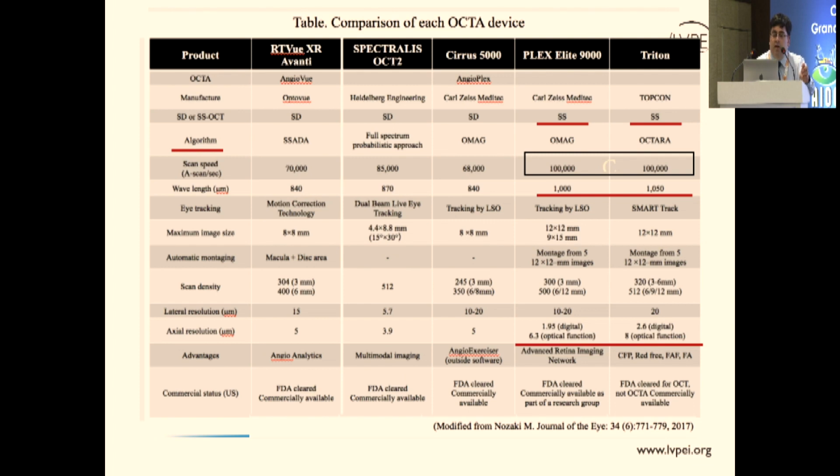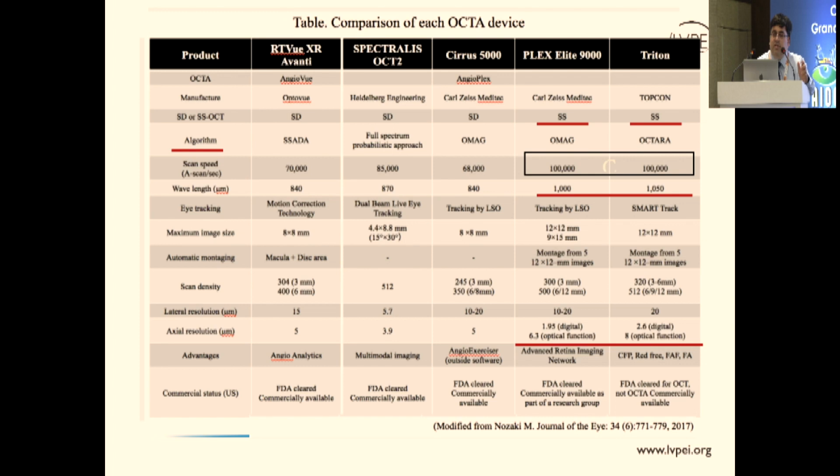So the RTView XR Avante, the Spectralis and the Cirrus are spectral domain OCTs, while the Plex Elite 9000 and Triton are swept source OCTs. As we know, swept source OCT works on more depth enhancement, or deeper penetration. You get to enhance your depth evaluation a lot more. So that's one thing wherein they differ in the platform used for OCT angio. The scan speed between these machines differs from 70,000 at the RTView Avante to about 1 lakh for the Plex Elite and Triton Topcon.